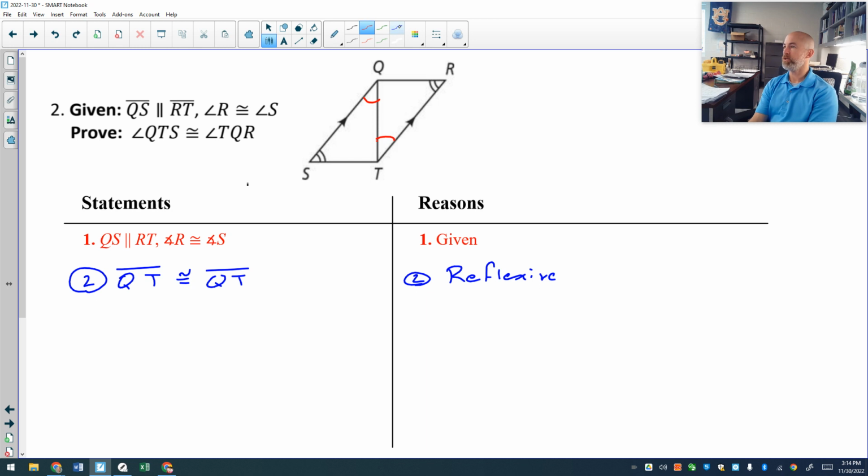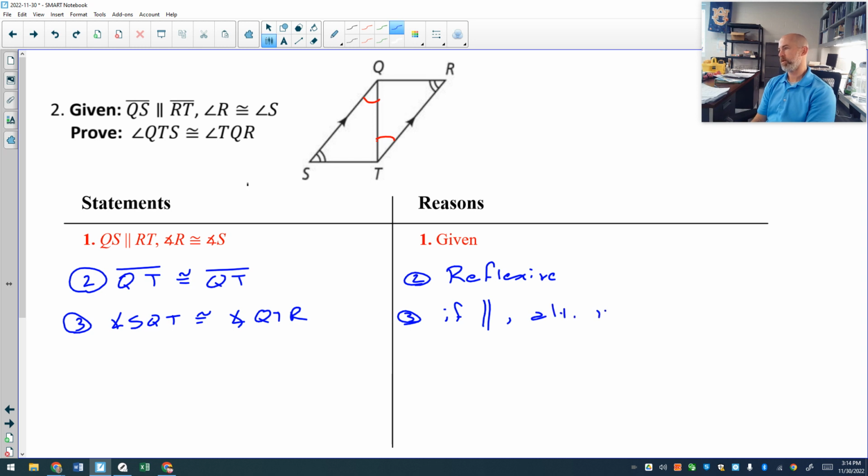So angle SQT, and make sure you name them correctly. The vertex has to go in the middle. Angle SQT is congruent to angle QTR because if lines parallel, alternate interior angles congruent. And with that, I have two angles and a side. So this is angle side.